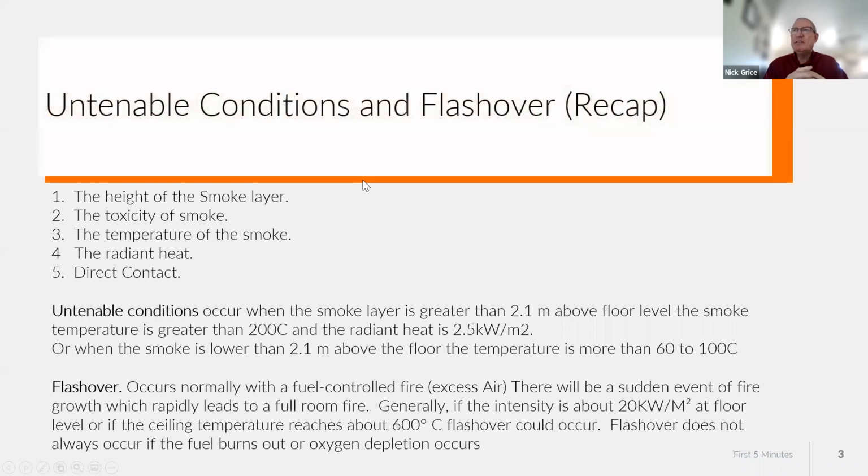If you remember the untenable conditions, just briefly, you've got the toxicity of smoke, the temperature of smoke, radiant heat, and the smoke layers: if it's greater than 2.1 meters above the floor level and greater than 200 degrees C, or when the smoke layer is lower than 2.1 meters and is more than 60 degrees C. Now that is for an average person in a building. That's for people like you and I.